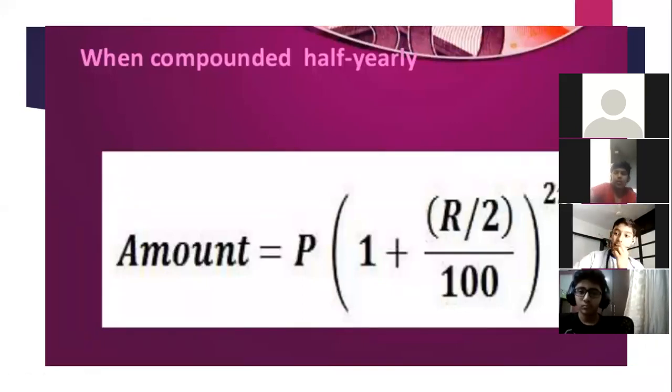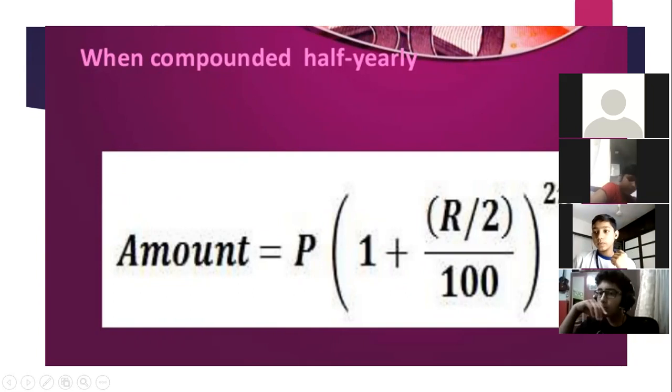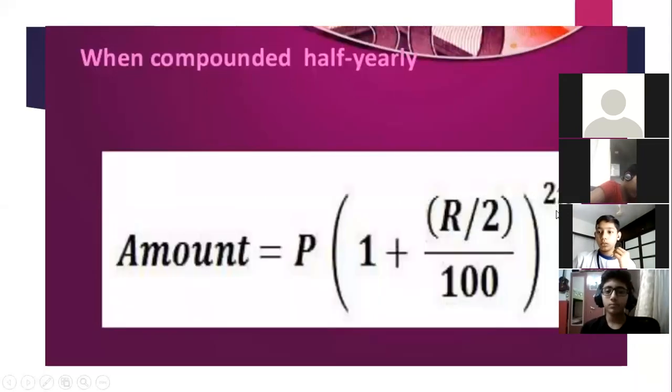Excuse me, ma'am, I didn't understand that 2n. 2n, here n is actually number of years. So if I have taken a loan, let's say for 3 years, what is happening? My interest is not getting calculated only 3 times, because my interest in 1 year, every year it is getting calculated 2 times. So in 3 years, how many times will it get calculated? 6 times, isn't it? Yes, ma'am.